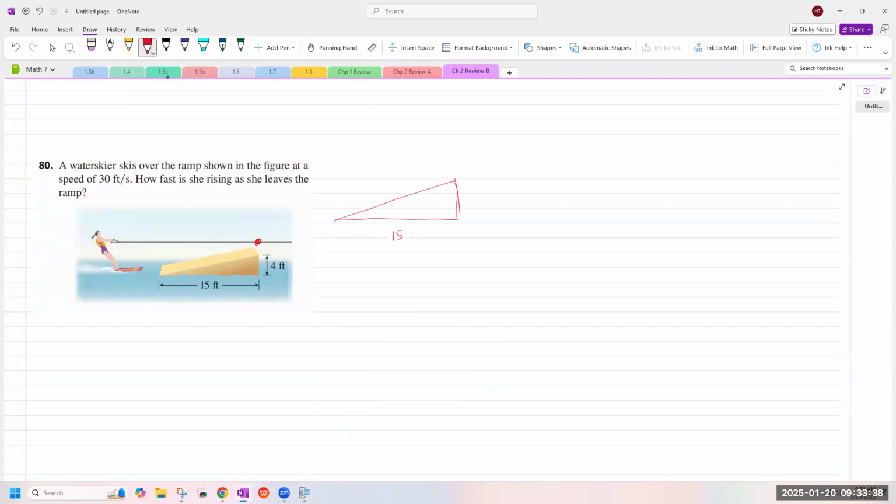So this is 15 feet. This is 4 feet. Let's call this x, and let's call this y, and this is z, right? Notice that they tell us that dc/dt equals 30 feet per second. We want to know how fast it is increasing: dy/dt equals what as she leaves the ramp.